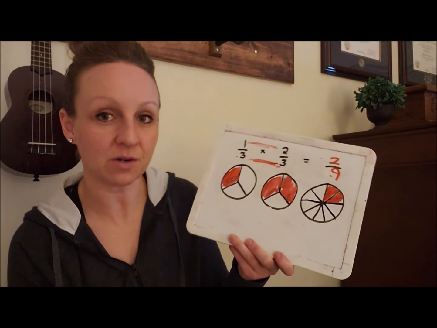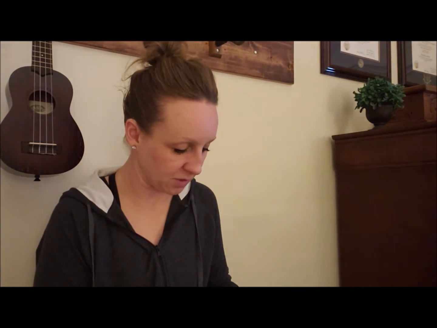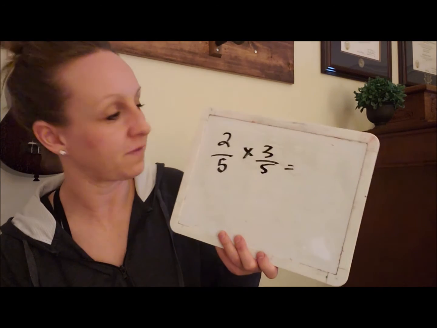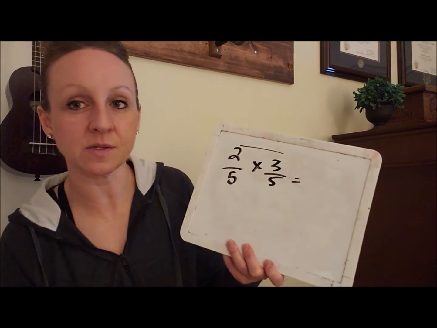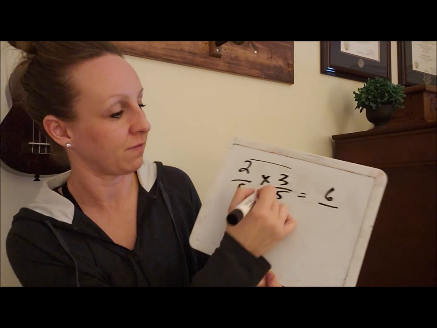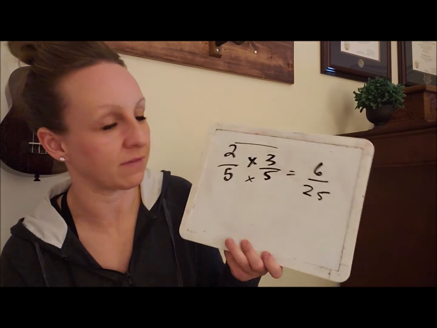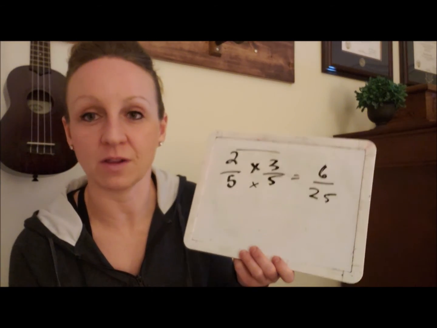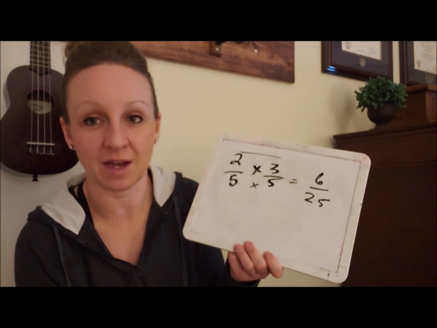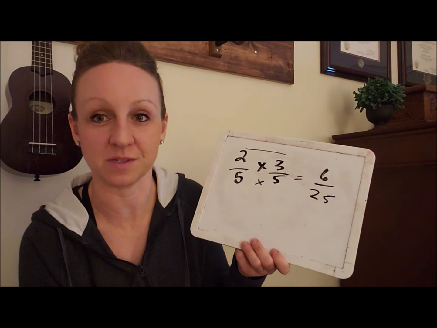So again, I'm not going to draw this because I'm just going to go with a bigger number here, and I don't really want to draw something super crazy. But let's say I've got 2 out of 5 times 3 out of 5. I simply multiply across. So 2 times 3 equals 6. 5 times 5 equals 25. So my number is going to be 6 out of 25. And again, deal with reducing and all of that stuff later. This is just the simple basic, how do you do multiplication of fractions with the same denominator.